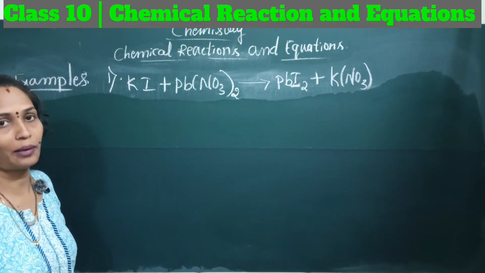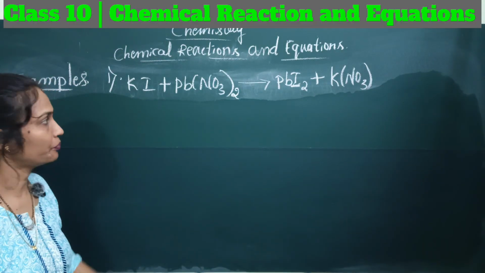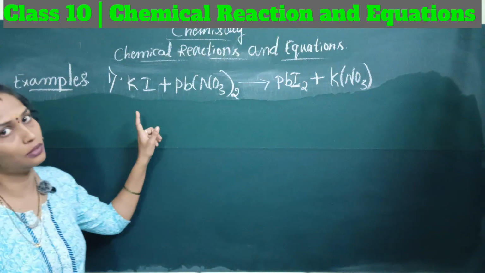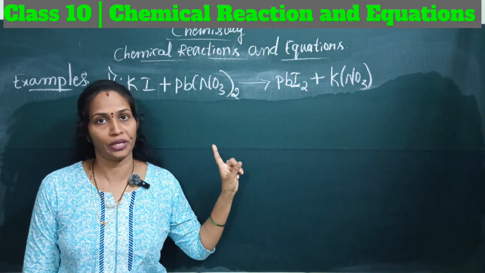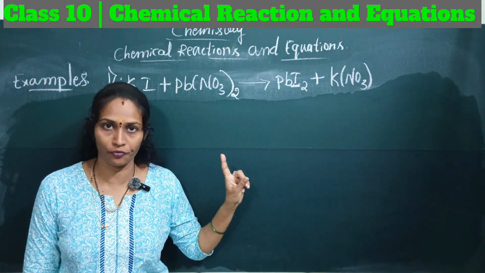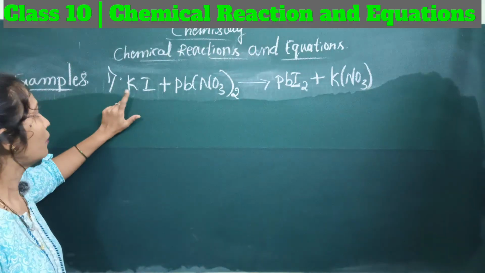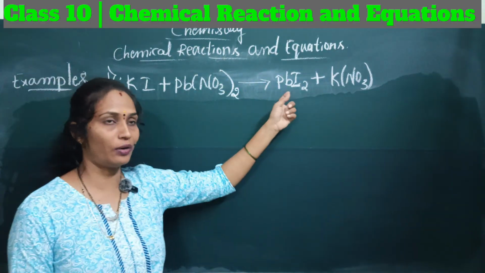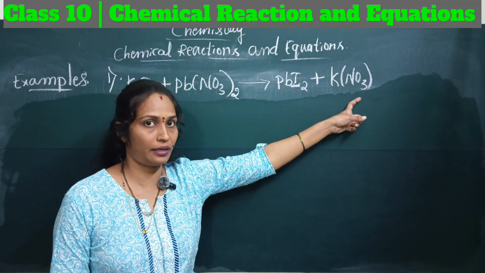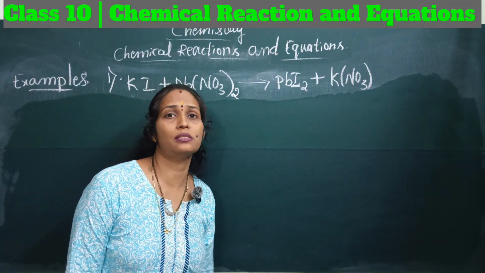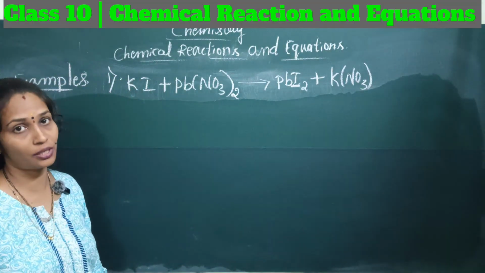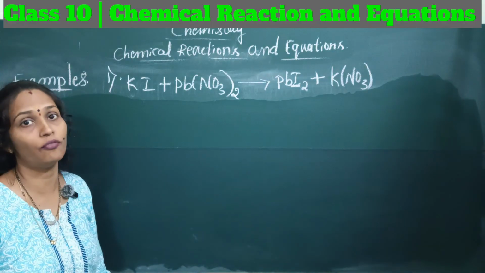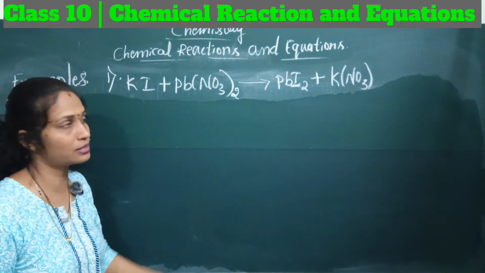Let's start balancing with the first example. Just note this down. All the examples are very important from the board examination point of view. First one: when potassium iodide is mixed with lead nitrate, there is a formation of lead iodide and potassium nitrate. Do you remember where we wrote this example? In the change in color, as an identification of a chemical reaction. There I took this example.